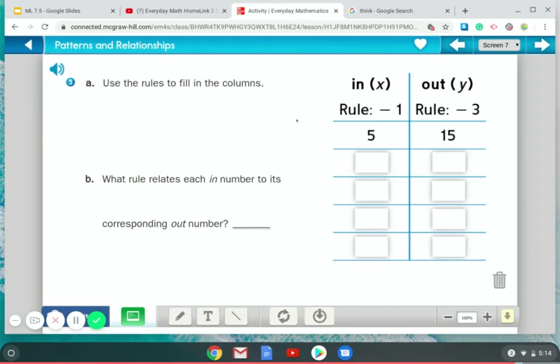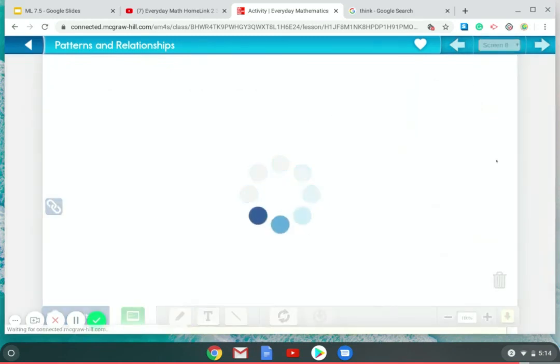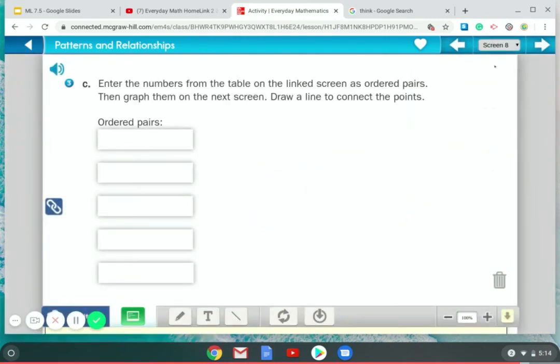So here we have problem 3. Use the rules to fill in the columns. So you're going to go ahead and figure out your corresponding terms according to the rules. We're then going to move to slide 8. You're going to form your ordered pairs. And then we're going to go to slide 10, and you're going to take those ordered pairs and graph them on this coordinate grid here.